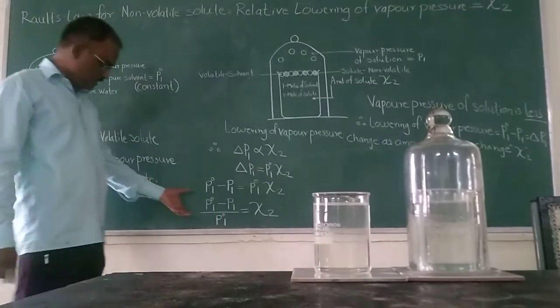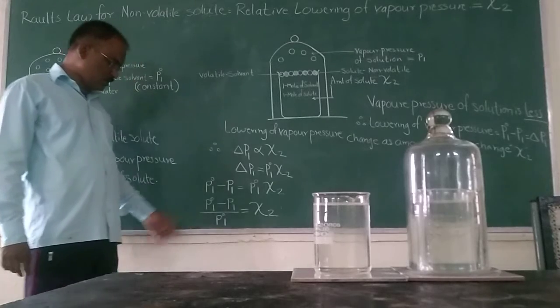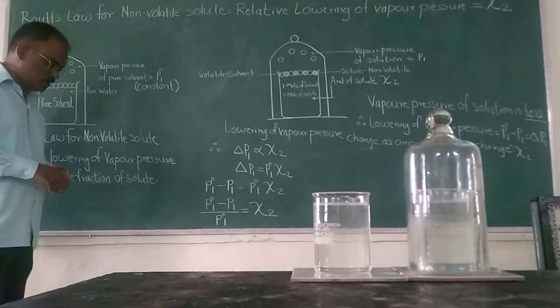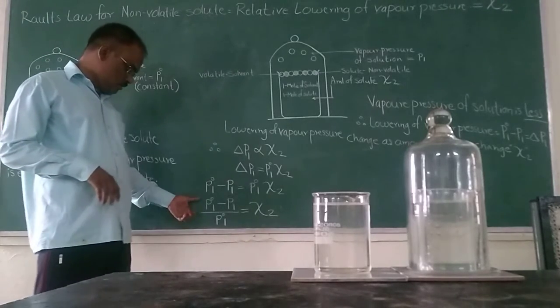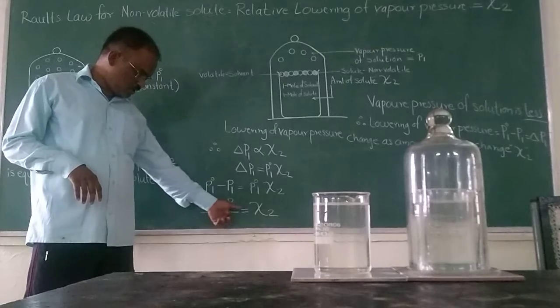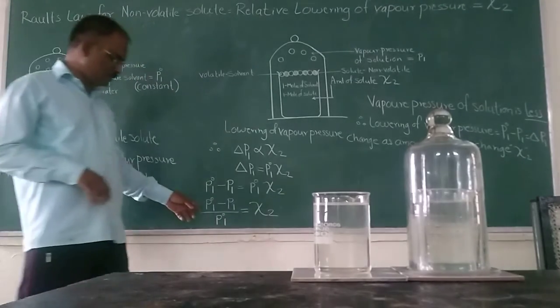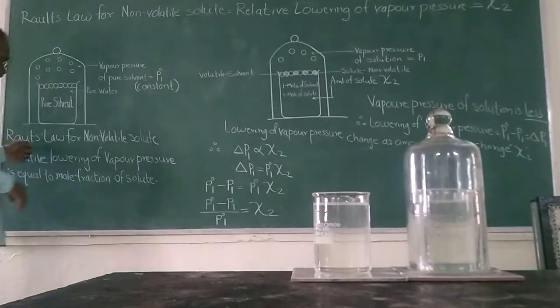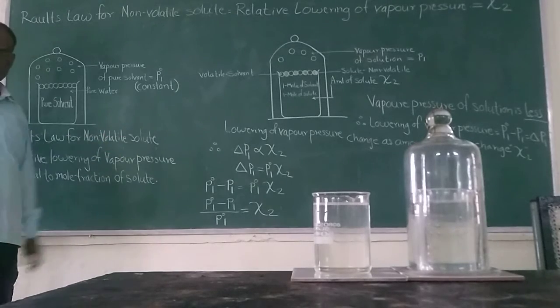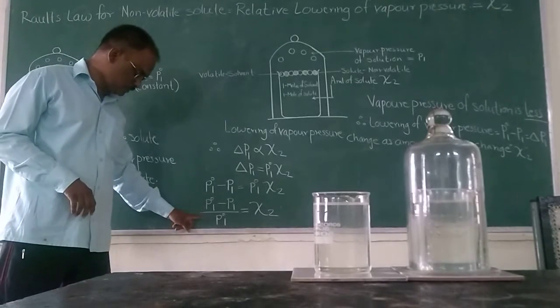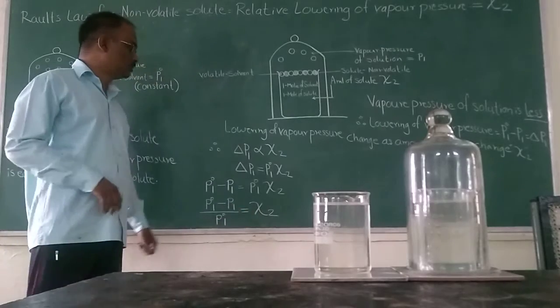Now this quantity is called the ratio of the lowering of vapor pressure, that is, the relative lowering of the vapor pressure. So the relative lowering of the vapor pressure is equal to the mole fraction of the solute. This equation itself is the definition of Raoult's law. See here, Raoult's law. So what does Raoult's law say? Raoult's law for a non-volatile solute defines that the relative lowering of the vapor pressure is equal to the mole fraction of the solute.